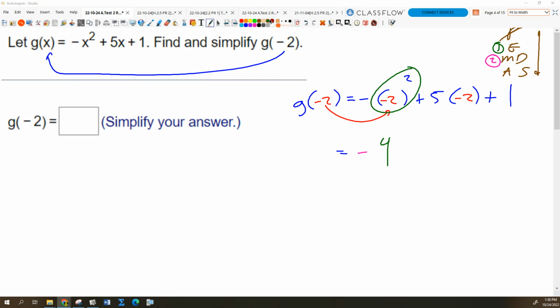Okay, the mistake people make sometimes is they want to distribute the negative first and then square it, but that's not the order. We have to do the exponent first and then multiply by the negative. So I get -4, and then the rest of this is pretty straightforward. +5 times -2, that's just -10, plus 1. So I get -14 plus 1 is what? -13. Okay, good? Make sense? Okay.